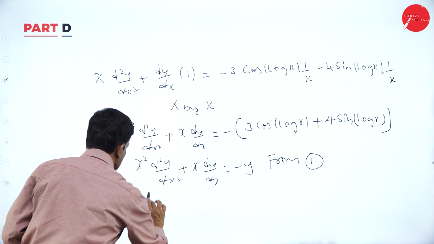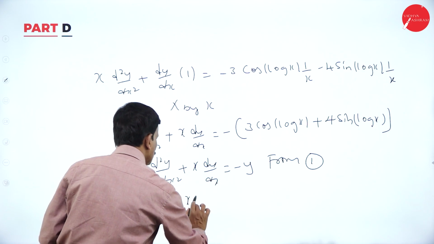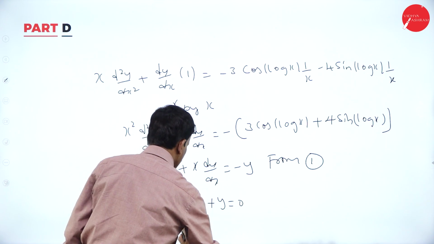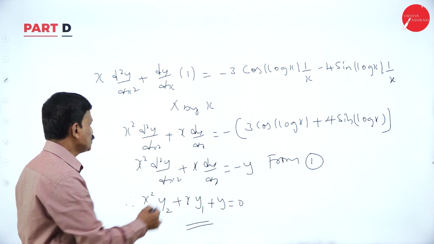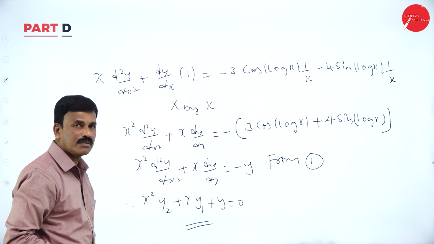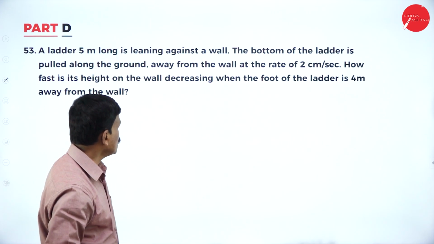So therefore, this is x square into d square y by dx square, which is y2, plus x into dy by dx, which is y1, and minus y becomes plus y, is equal to 0. So x square y2 plus x y1 plus y is equal to 0 is the required answer. Now, move on to the next problem.